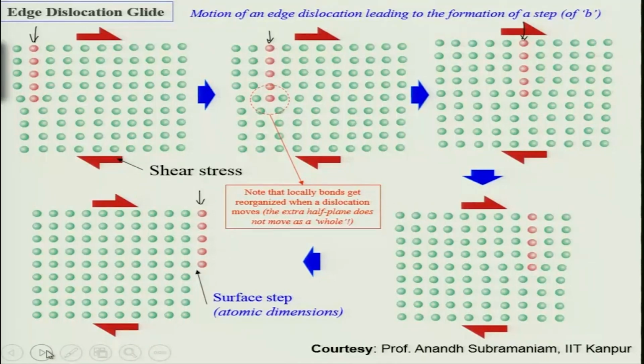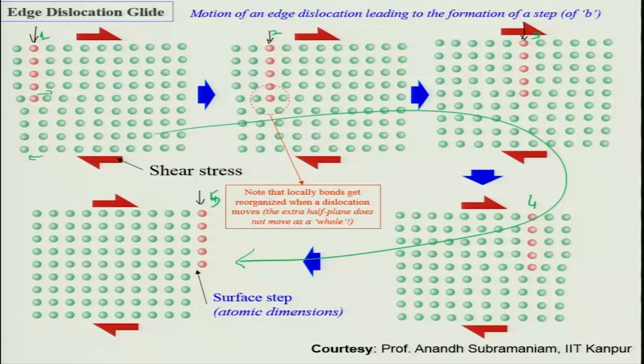So how does a dislocation move? Basically, the motion of a dislocation leads to the formation of a step. Let us say you have this extra row of atoms here. When you apply shear stress, this extra row moves to the next one, so this row goes in this fashion, this will come forward. So this is position 1, position 2, then it moves to, let us say, position 3. It goes to position 4, which is the step. So it creates a characteristic step as it comes to position 4 and then goes to position 5, creating a surface step.